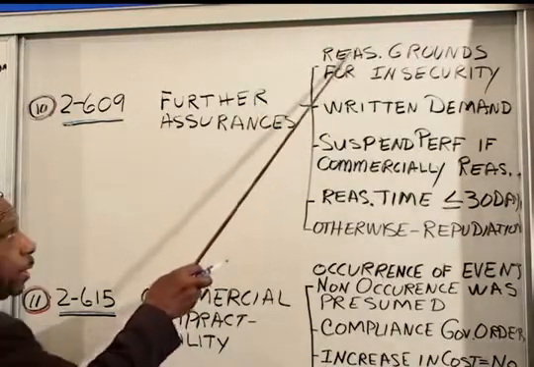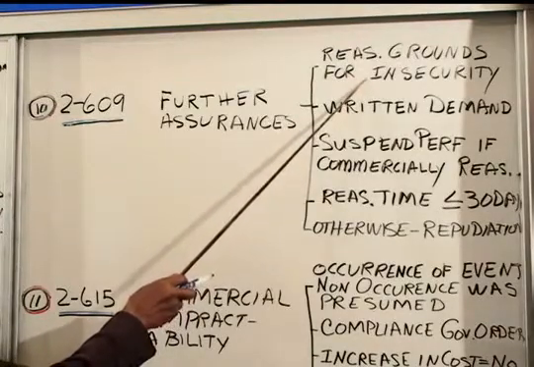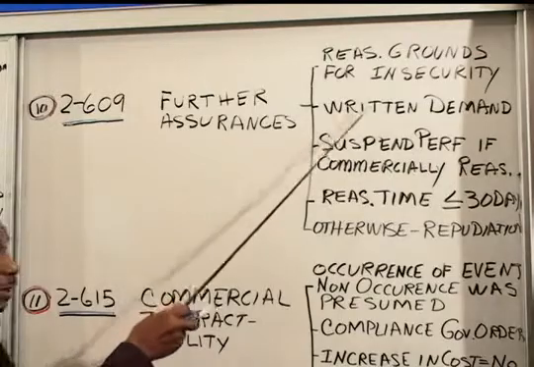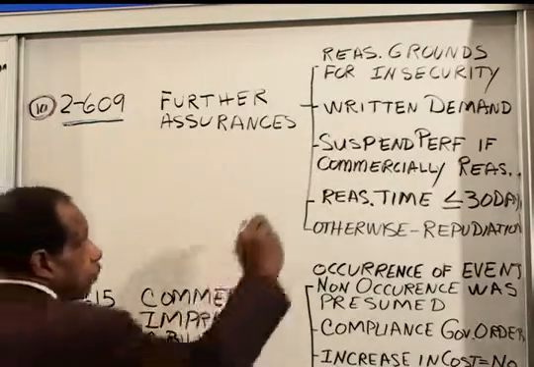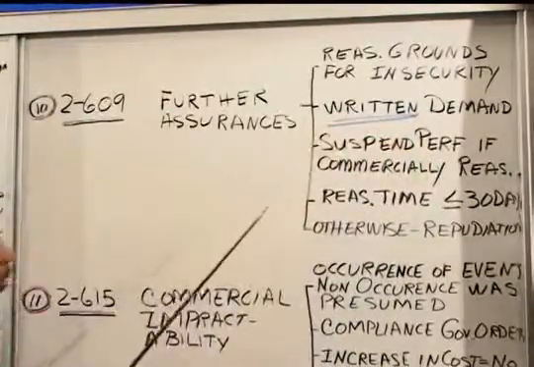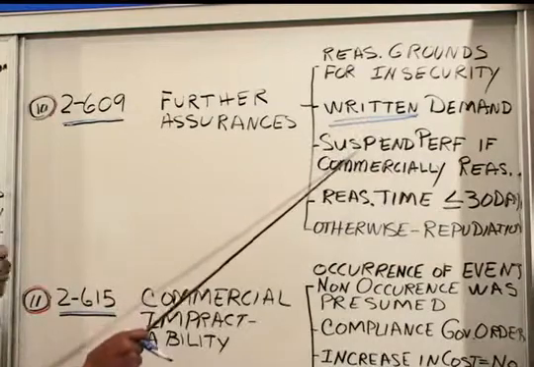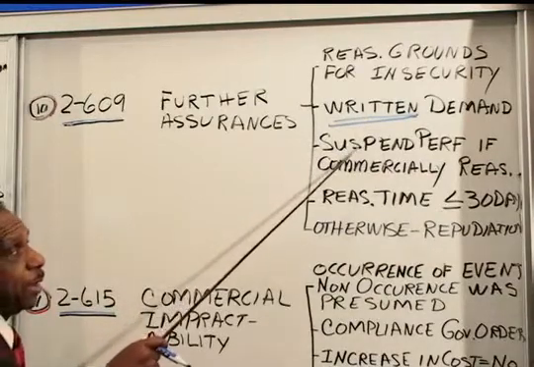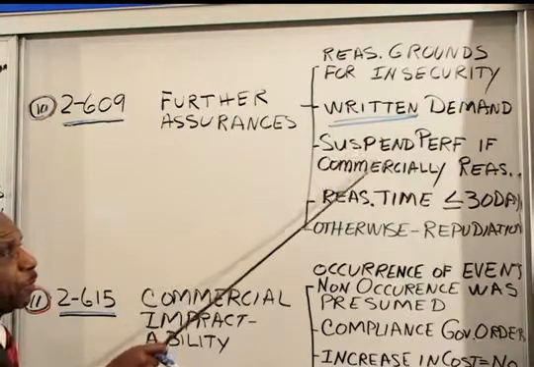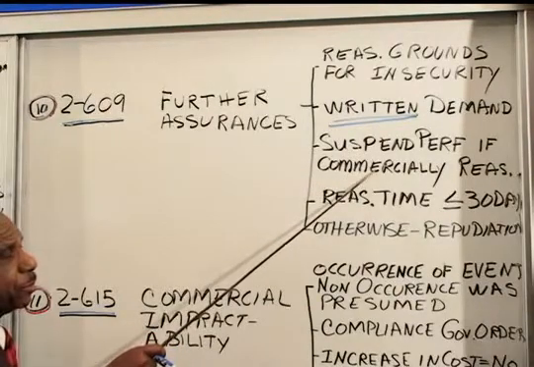If a party has reasonable grounds for insecurity that the other side may not perform, they can make a written demand. Please notice that this says written, a written demand for further assurances. And while you're waiting for them to respond to your written demand, you can suspend counter-performance, or your performance, if that's commercially reasonable to do so.